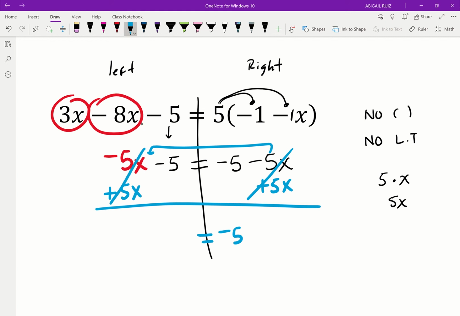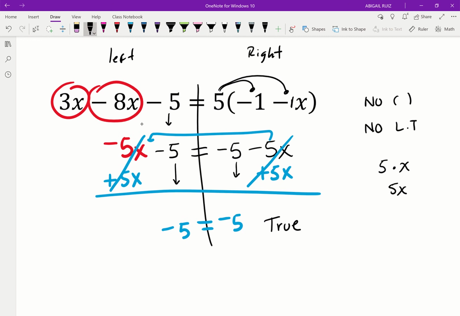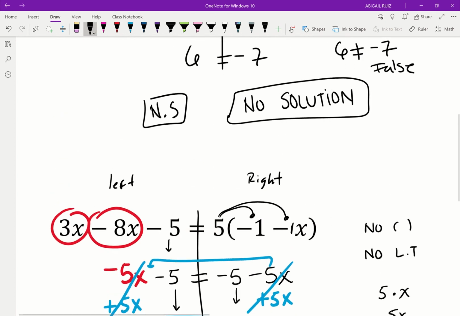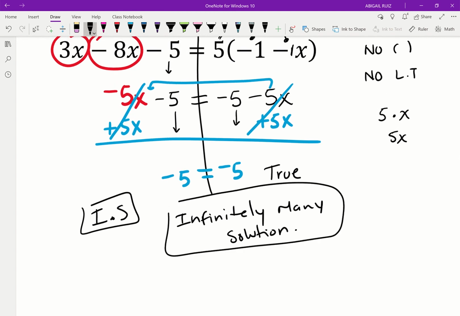That is gone. So what is left is these two, the negative 5 and the negative 5. And now you have negative 5 equivalent to negative 5. That is true. They're the same thing. Okay, this is a reflection. So this is what we call infinitely many solutions. That's your answer. Or you could just abbreviate it as IS in the homework. But in the actual test, EOC, you have to either say no solution or infinitely many solutions.